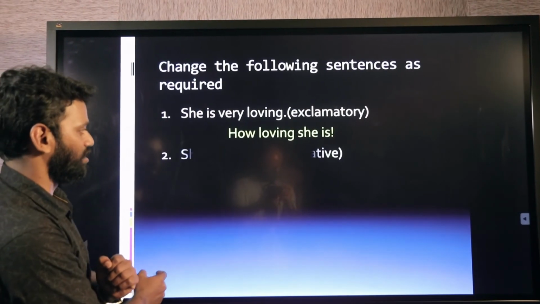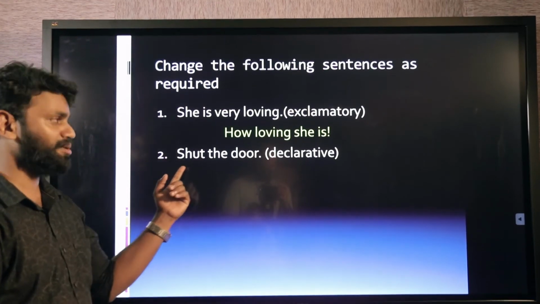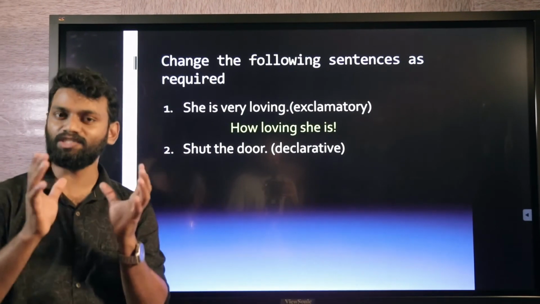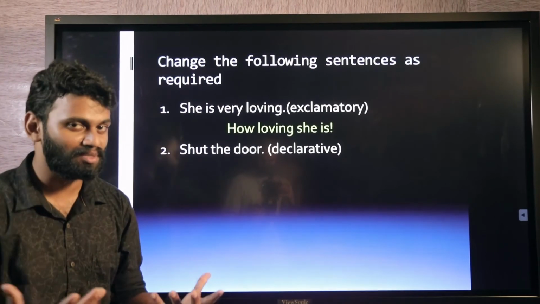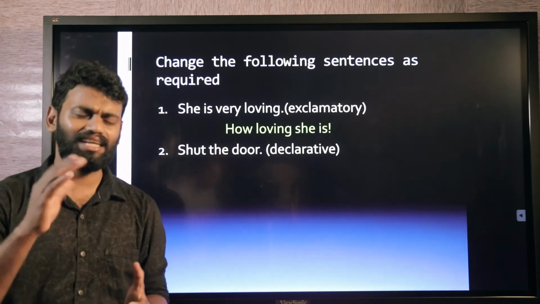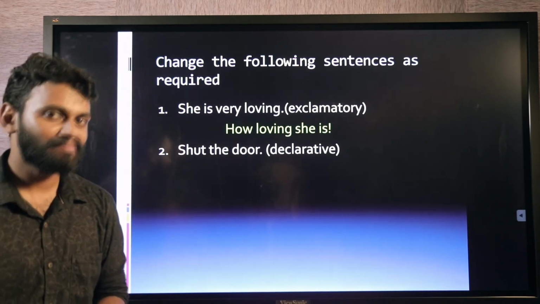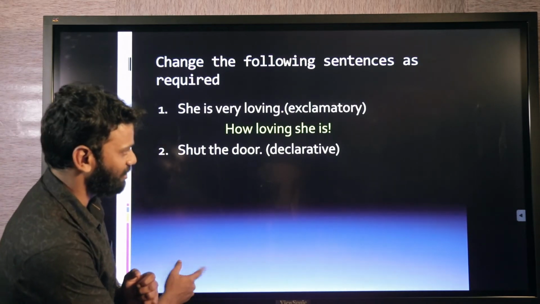Let's look at the next one. Shut the door. As you see, this sentence begins with a verb. And I told you a sentence which begins with a verb is an imperative sentence. And you are asked to change this into a declarative sentence. Can you do that? I hope you have done it already.